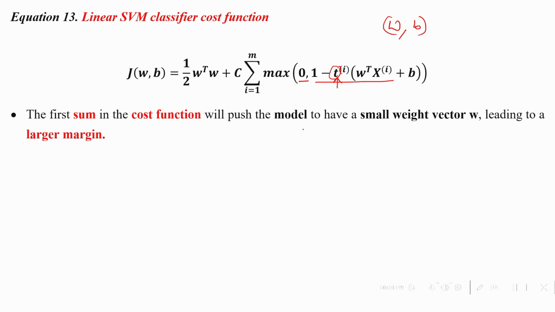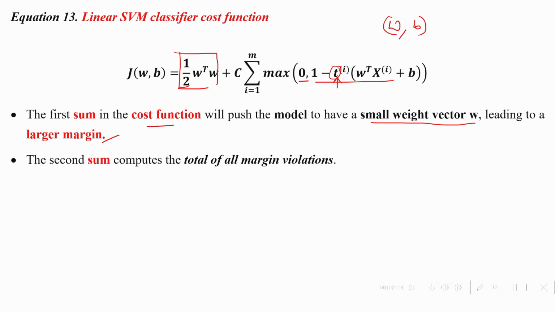It will push the model to have a small weight vector W, leading to a larger margin. In the support vector machine, our aim is to maximize the margin between the two hyperplanes. With the help of the W value, we are going to maximize the margin.